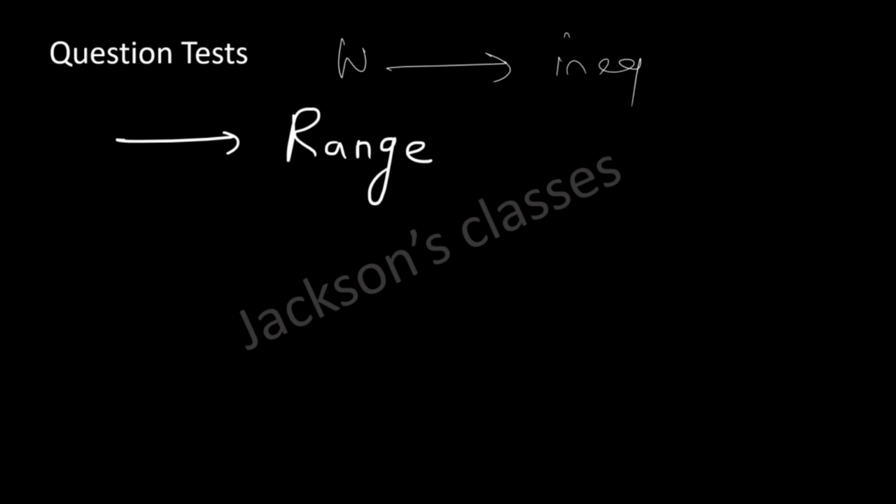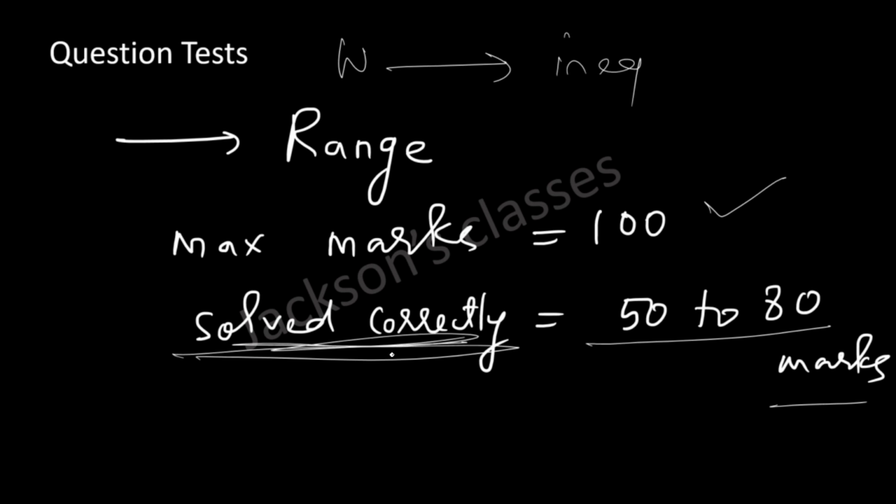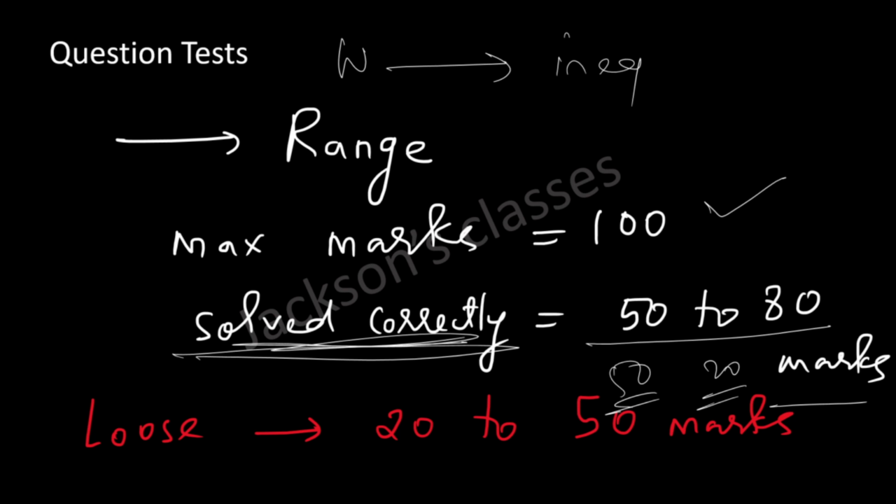Now remember, if the maximum marks of an exam, for example, is 100, and let's say a student has solved 50 to 80 marks correctly, what is the number of marks that the student can lose? That would be the difference. 100 minus 50 is the maximum the student can lose, that's 50. 100 minus 80 is the minimum that the student can lose, which is 20. So the range of marks that the student can lose would be 20 to 50 marks.